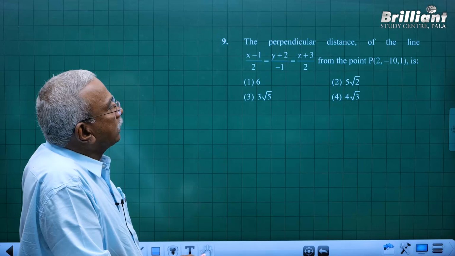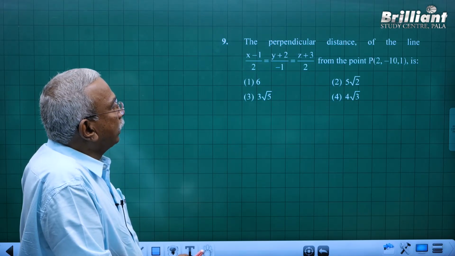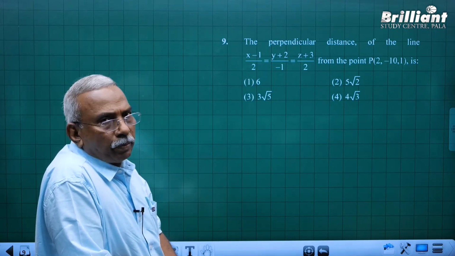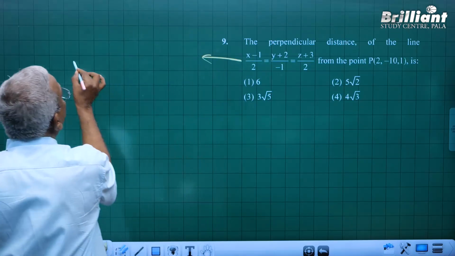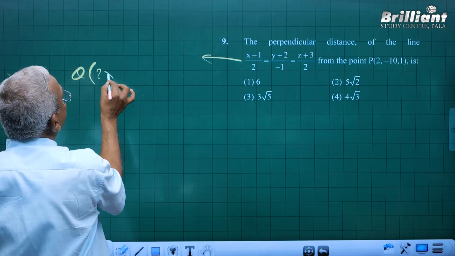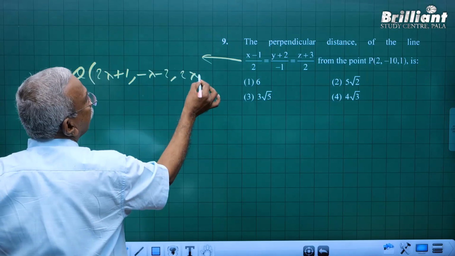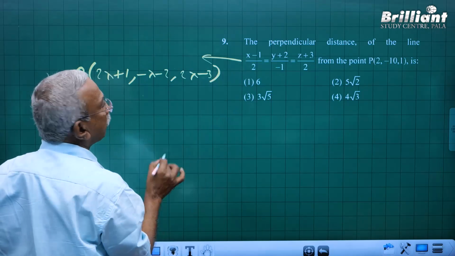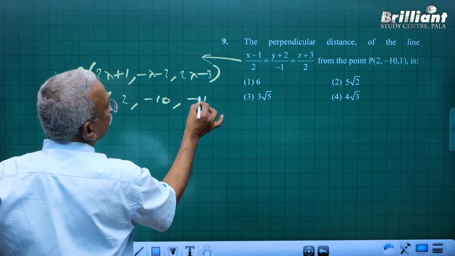The perpendicular distance of the line (x minus 1) divided by 2 equal to (y plus 2) divided by minus 1 equal to (z minus 3) by 2, from the point P (2, minus 10, 1). Any point on the line, we can choose it as Q in the form (2 lambda plus 1, minus lambda minus 2, and 2 lambda plus 3), be any point. And we can keep our P here as (2, minus 10, 1).